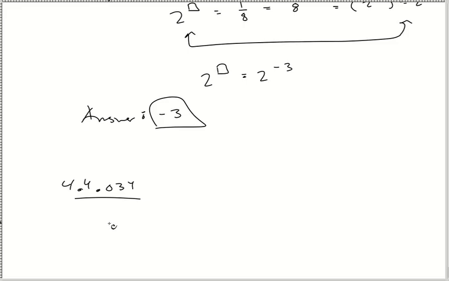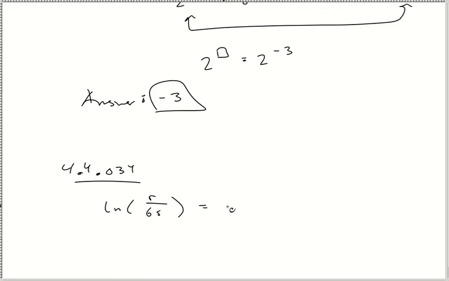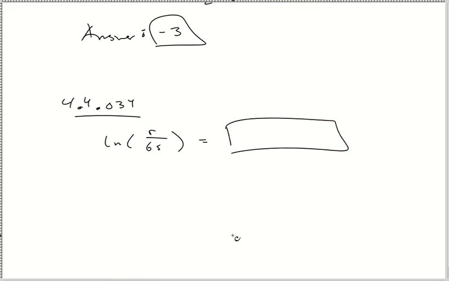4.4.034. I've got ln of r over 6s. It's not a 5. That's an s. I know this is really hard because my 5s look like s's. They want to expand it, and so they just say equals what? So simplify, expand, whatever you're going to do. So ln of r, and then minus ln of the 6s. Notice that we use the minus sign because we have that quotient rule stuff.